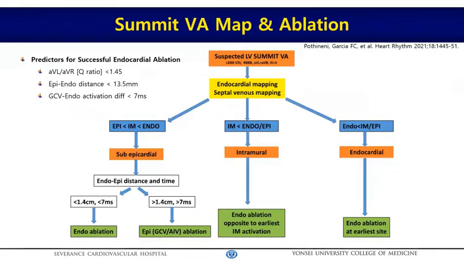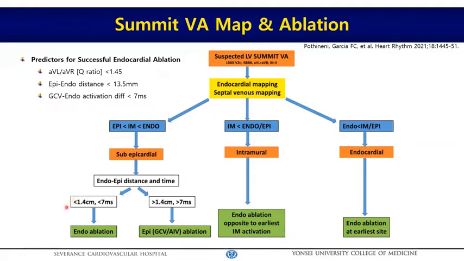This is the decision tree provided by Garcia. You can try endocardial ablation at the earliest activation site if it is the endocardial focus. If it is intramural focus, coronary vein mapping is useful, and you can start with endocardial ablation as opposed to the earliest activation site inside the coronary vein. If it is subepicardial focus, you need to map the corresponding endocardial site first.